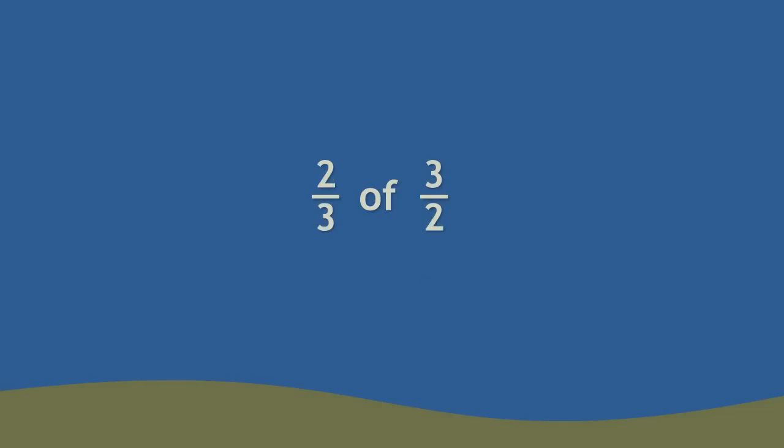Go ahead and pause the video, and why don't you do this problem? Find 2/3 of 3 halves. Great job. Okay, so if you want to, you can rewrite that as 2/3 times 3 halves. Do our cancellation and our cancellation again, and we end up with 1/1, which equals 1. Okay?